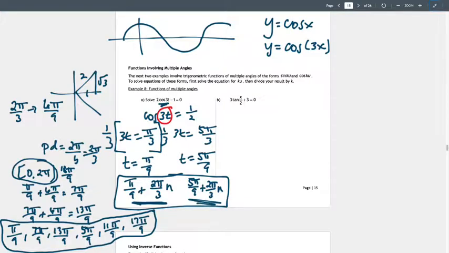All right, on the next one, I'm going to isolate tangent, and this time we've changed the period again. So move over the 3 and divide by 3, so you get -1.